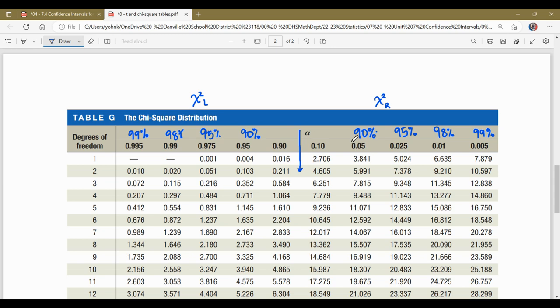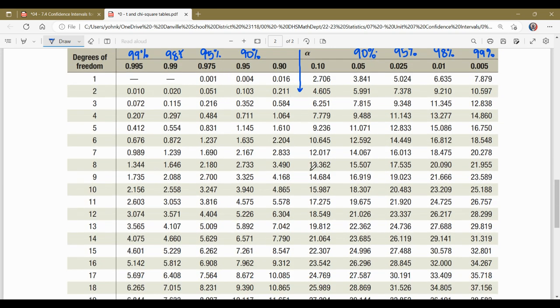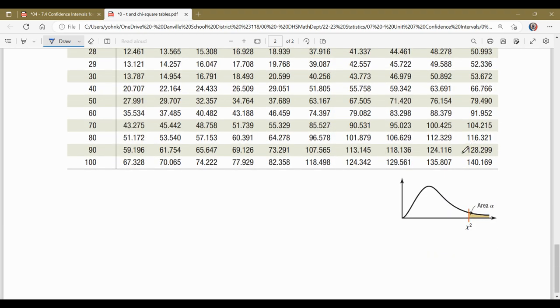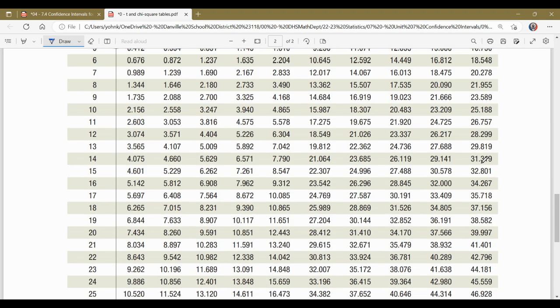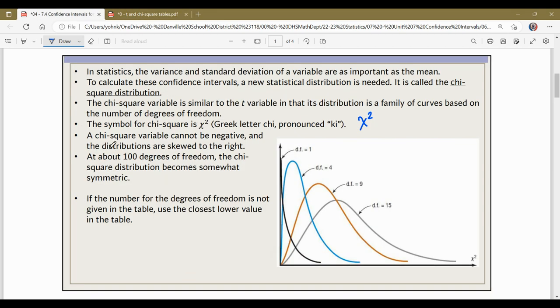Okay, so notice all the values within the table are positive. The smallest value is 0.001, and the largest value down here is 140.169. So I'll teach you how to use this chart in a little bit. If we look back, the next bullet says that at about 100 degrees of freedom, the chi-square distribution becomes somewhat symmetric. So once we get to a degree of freedom of 99, because that's what 100 is, then we're going to have a much closer picture to a normal distribution.